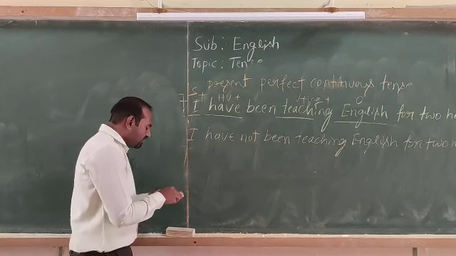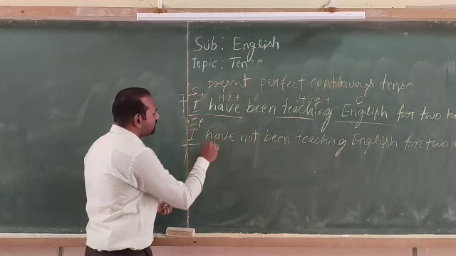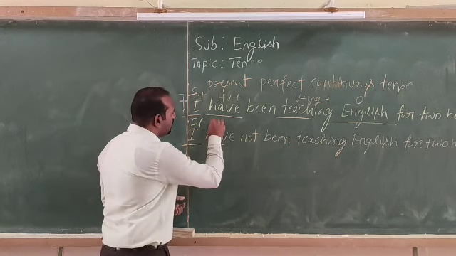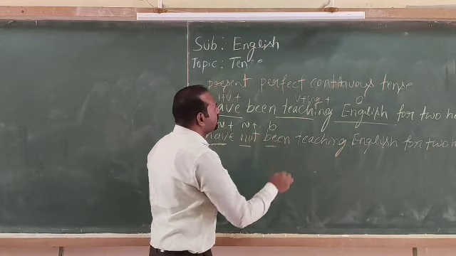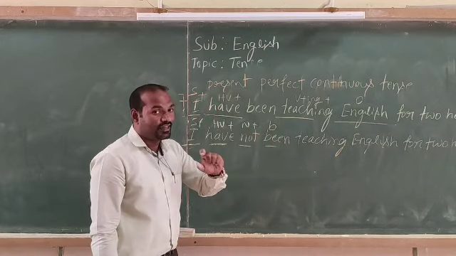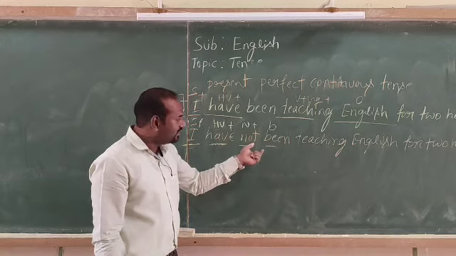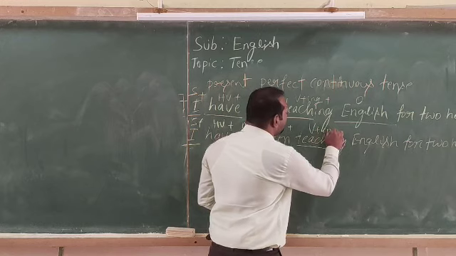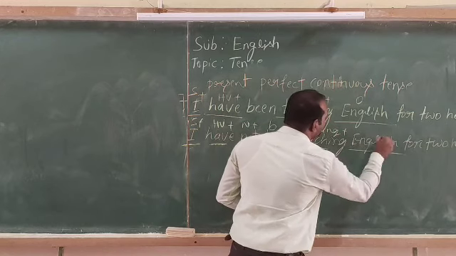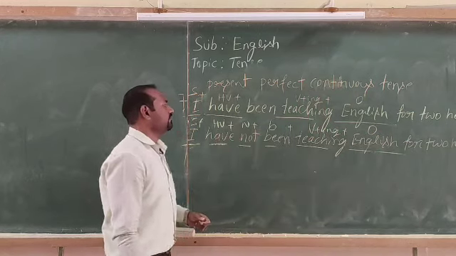Look here. Here I stands for the subject, have stands for the helping verb, not for negativity, plus been because it is a perfect continuous tense. To identify a perfect continuous tense, we need this one. And teaching stands for verb plus ing and English for 2 hours is the object.